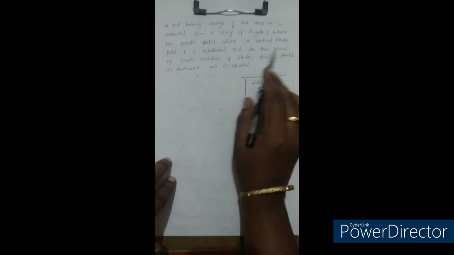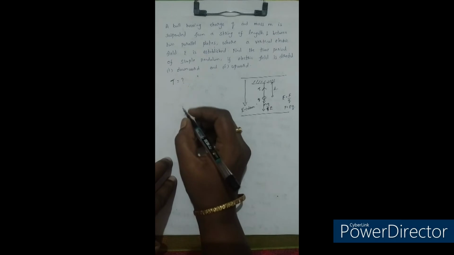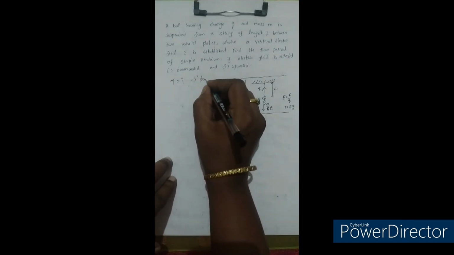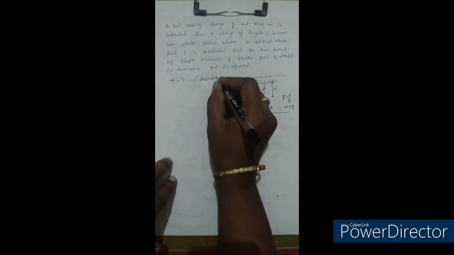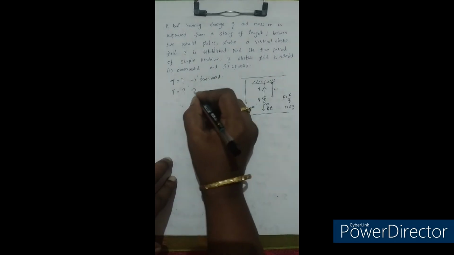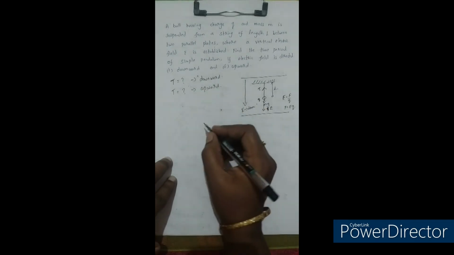So they have asked you to find the value for the time period T, right? Time period T when the field is in the downward direction, and the time period T when the field is in the upward direction.